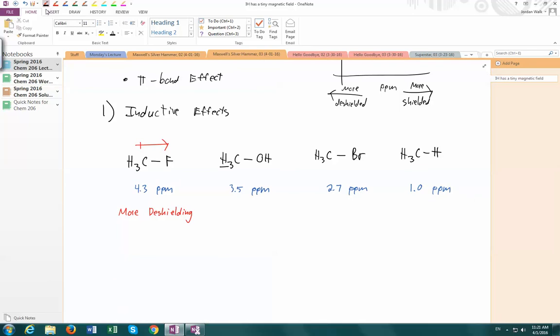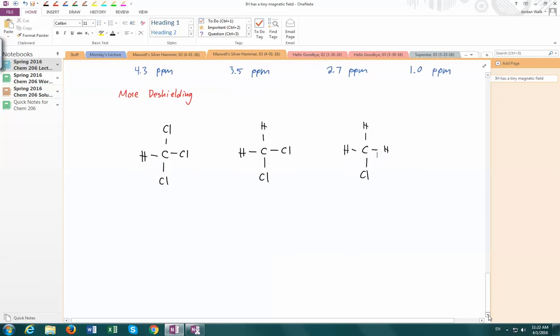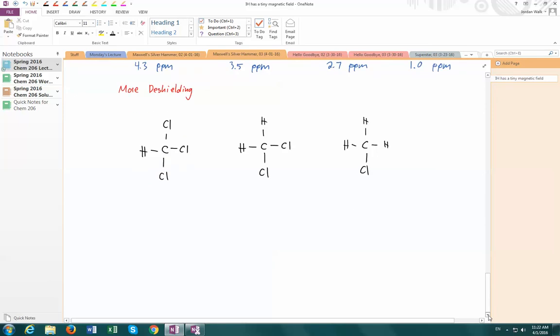Another trend is how many electronegative atoms are nearby our proton. Chloroform has a structure that looks like this. We could also have dichloromethane, and so that looks like this. And then we'd have chloromethane, which looks like this. And so of these 3 molecules, 1, 2, and 3, which do you think is going to have a proton that is the most de-shielded?